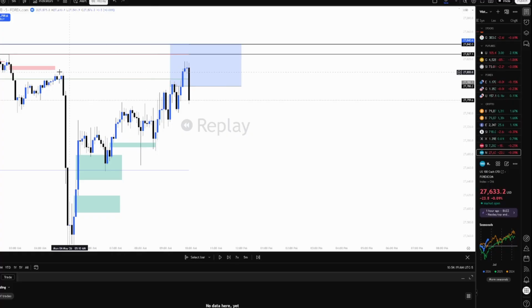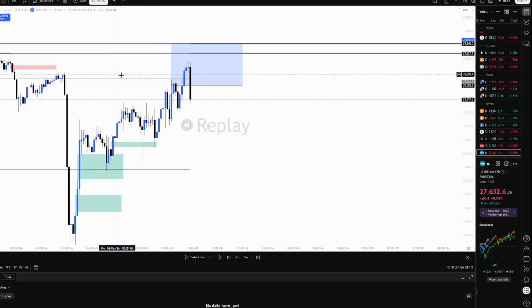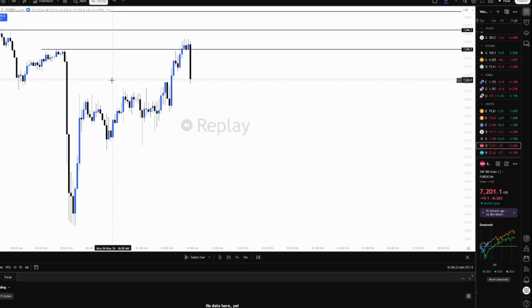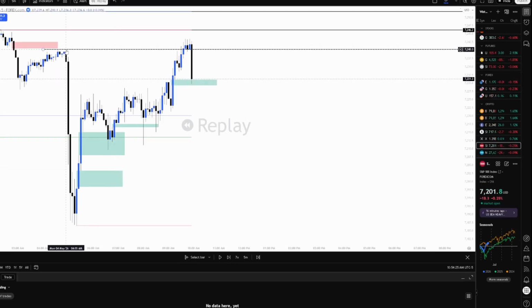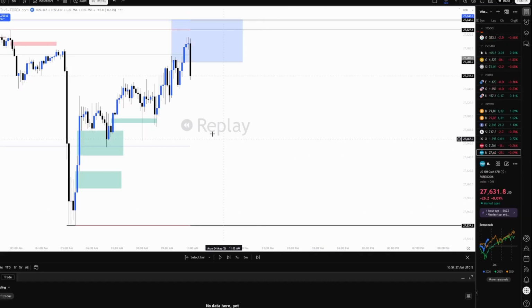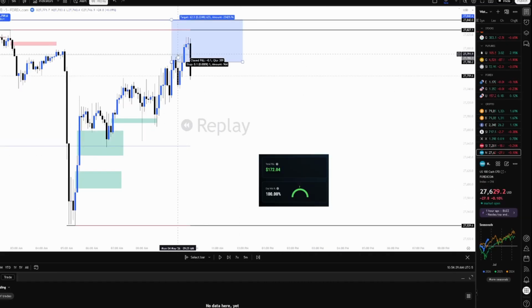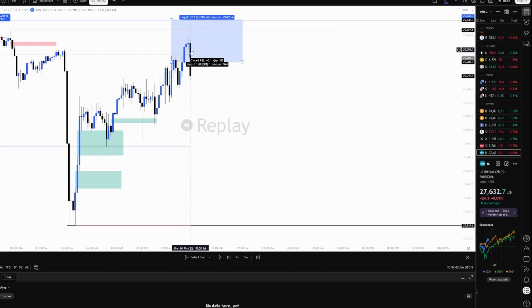Because any liquidity level, it could reverse. As you can see, it literally wanted this liquidity level and just reversed. Absolute monster Diddy candle to the downside. Anyways, that's how I made $172 trading NQ as an unprofitable trader.